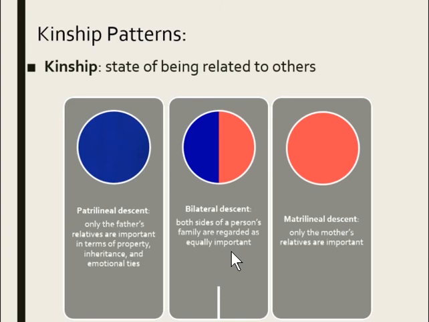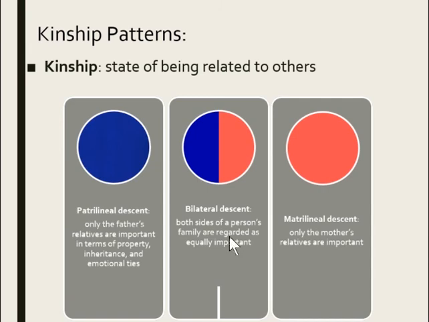In a patrilineal descent, this is usually what you see, especially in history, where the father's relatives are important in terms of property, inheritance, and emotional ties. So you would tend to stay with the husband's family, and property would be passed on to sons, and they would continue to own the property this way.